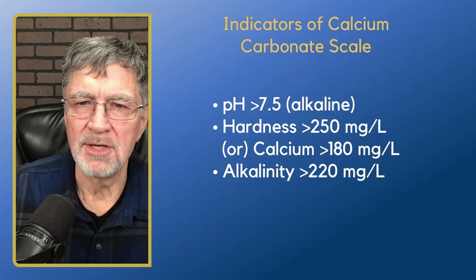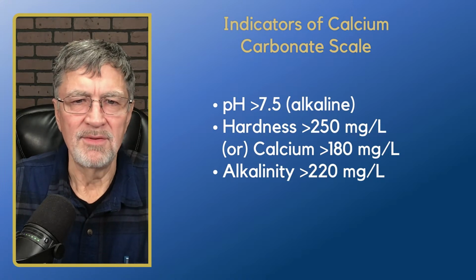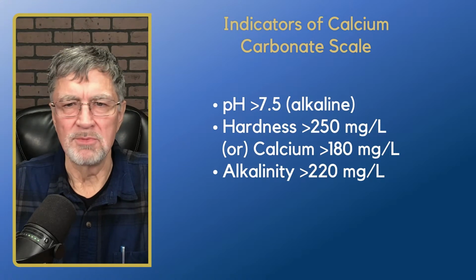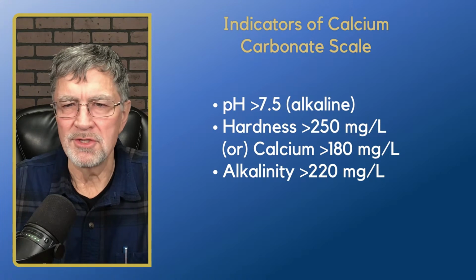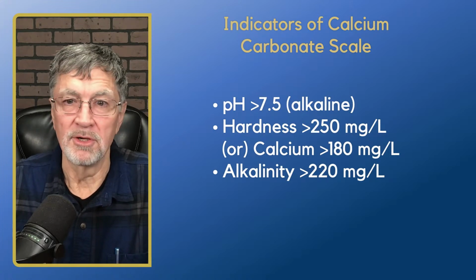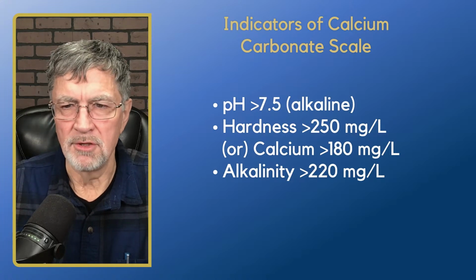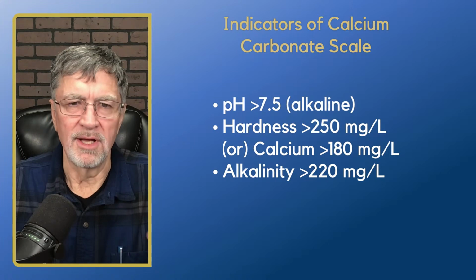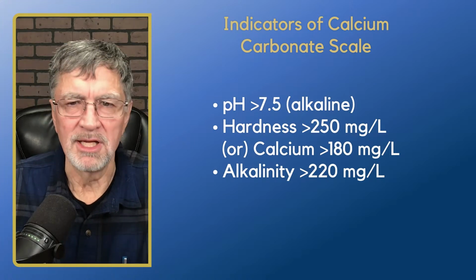All right, so indicators of calcium carbonate scale in the well. This is another way we're using pH. If the pH is more alkaline, 7.5 and above, if you have hardness above 250 milligrams per liter, calcium above 180, and an alkalinity above 220 milligrams per liter, these all work together. Like I say, we want to monitor multiple parameters and look at them together.